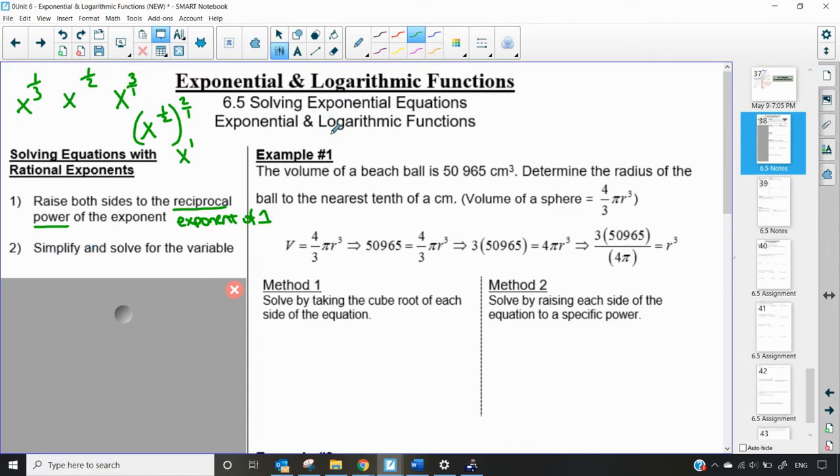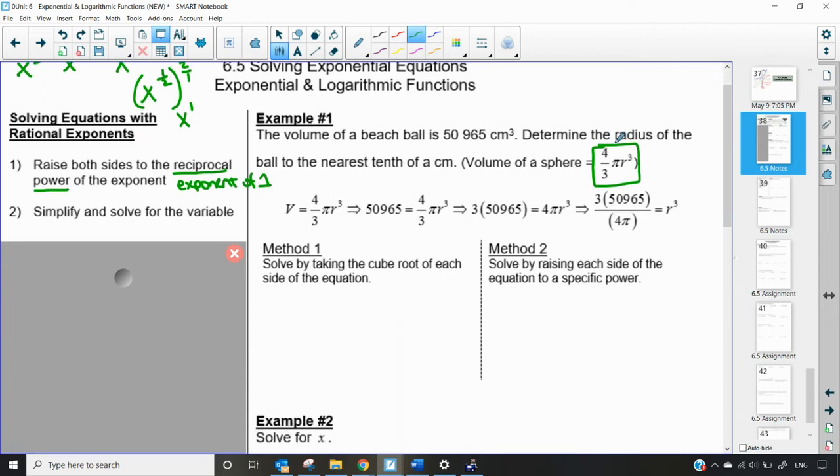So we're going to start off by looking at an example here where we're going to take a look at how we would have solved this question in, say, grade 10 and how we can solve it now with some of these skills in grade 12. So the volume of a beach ball is 50,965 centimeters cubed. We're asked to determine the radius of the ball to the nearest tenth of a centimeter. And just as a refresher, the formula for volume of a sphere is 4/3 pi r cubed.